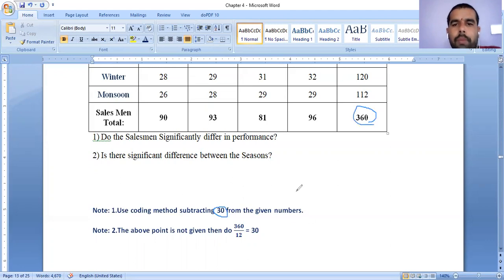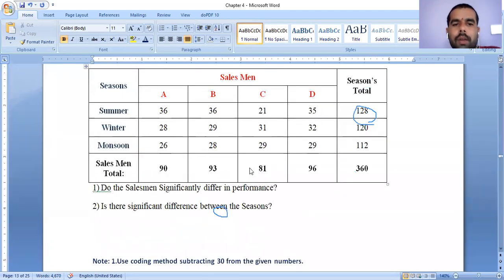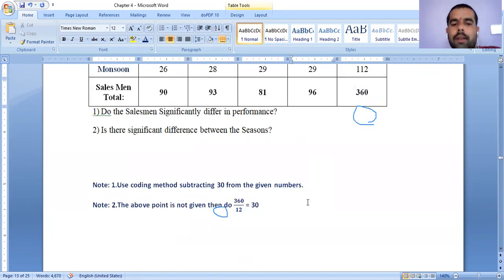This grand total is divided by the number of samples. Observe carefully: 1, 2, 3, 4, 5, 6, 7, 8, 9, 10, 11, 12. Twelve samples are there. So 360 divided by 12, then you will get 30. Sometimes in some cases you will get 30.5, then you have to take only 30 for subtracting all the values. We call it the code number.